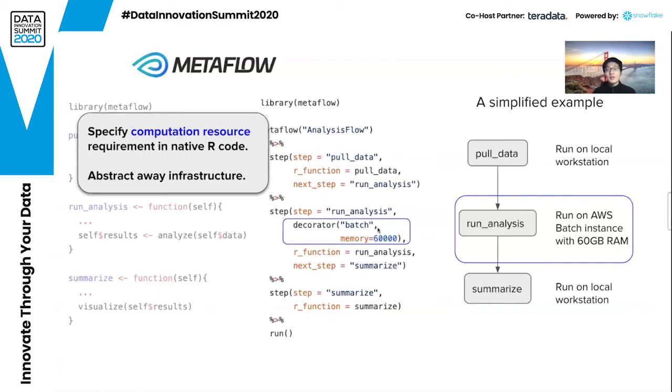We can specify computation resource requirements natively in R using the decorator here. This is how we make part of our flow run on AWS cloud instances. This batch decorator here says we want to run on the AWS Batch remote compute environment. You can specify memory, CPU, and other resources here.